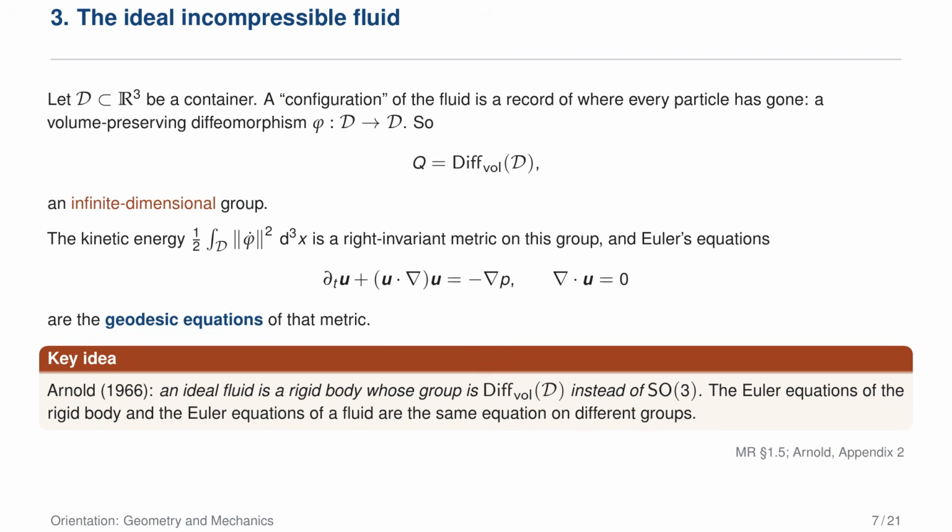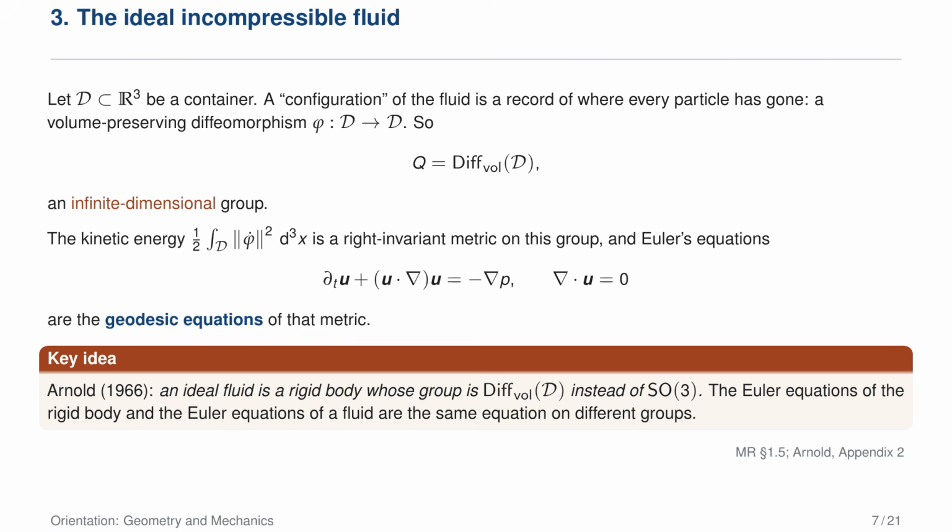Third system, and now we jump to infinite dimensions. Take a container, a region in 3 space filled with an ideal incompressible fluid. What is a configuration of a fluid? It is a record of where every particle has gone. So a configuration is a map from the container to itself, smooth, invertible, and volume preserving. The configuration space is therefore the group of volume preserving diffeomorphisms of the container. That is an infinite dimensional group.